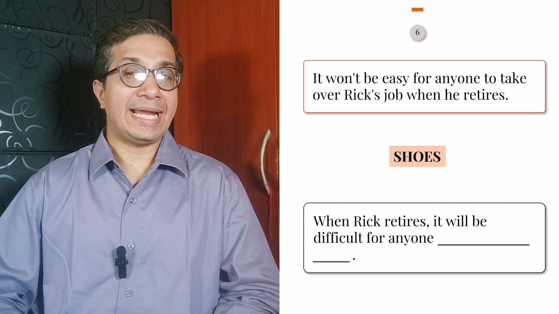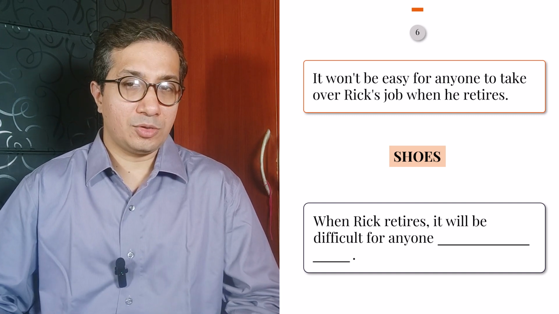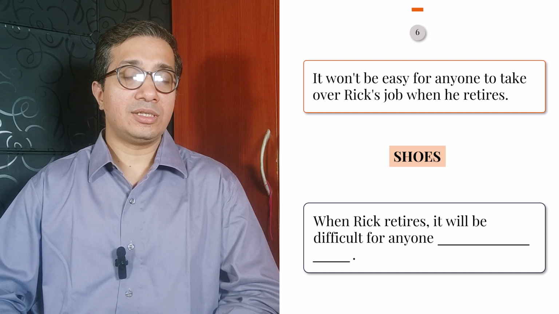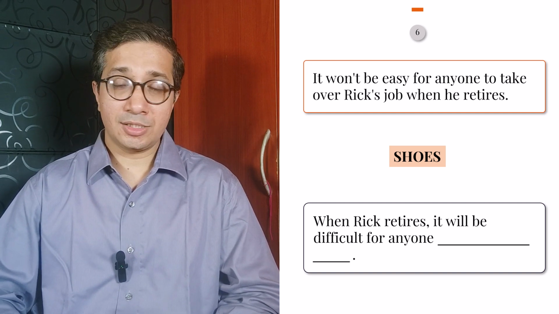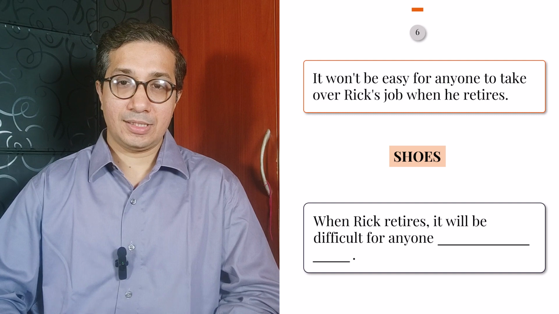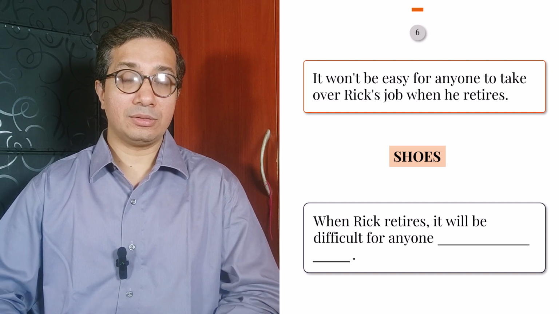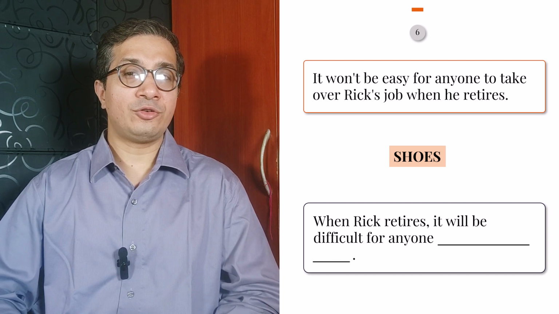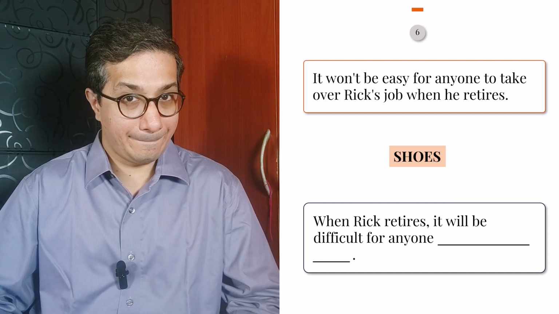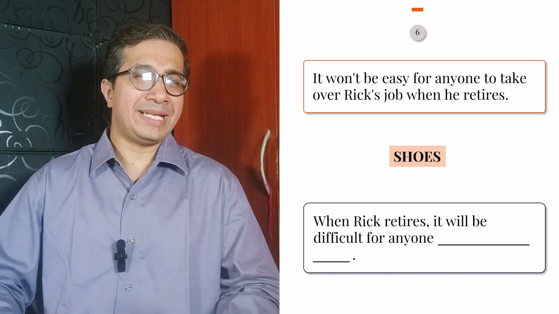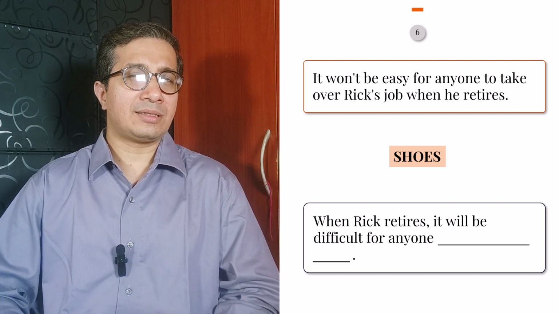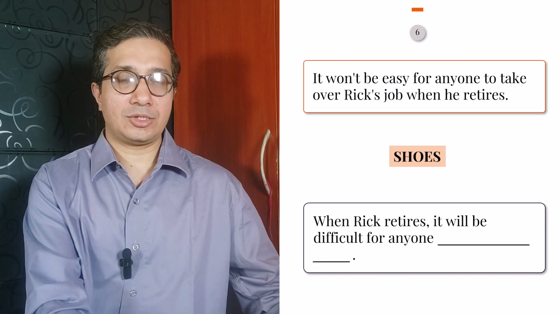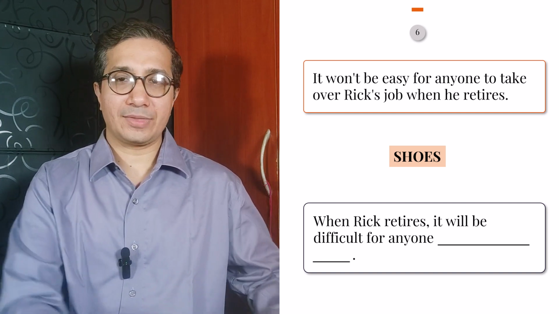Number 6, it won't be easy for anyone to take over Rick's job when he retires. We need to use the keyword choose. We can't change it. And the sentence that we need to complete, when Rick retires, it will be difficult for anyone. So what is it going to be difficult to do after he retires? To work in his place, to do what he used to do.